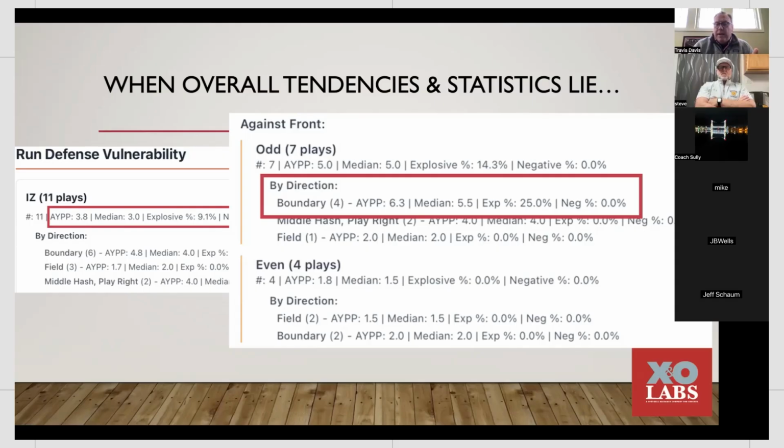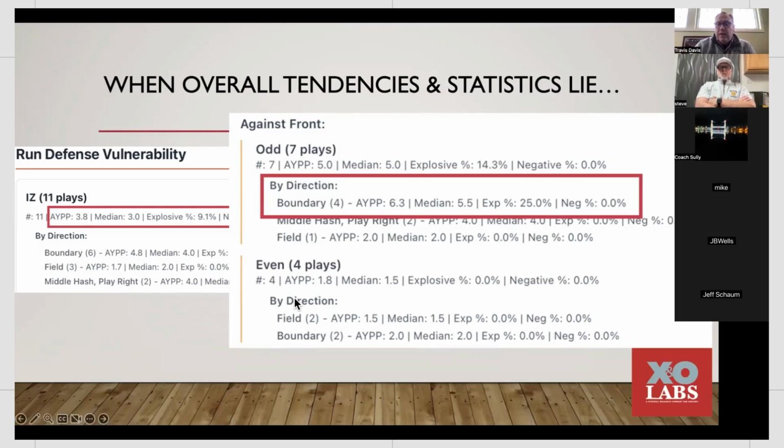But what we did find here is that when they went inside zone to the boundary, when the defense was in an odd front, it jumps from 3.8 yards to 6.3, the median almost twice as much from 3 to 5.5, and then the explosive rate jumped from 9 to 25%. So it shows you that when you dig deeper, you can find where sometimes a play can be much better than in other situations, and how you run it.